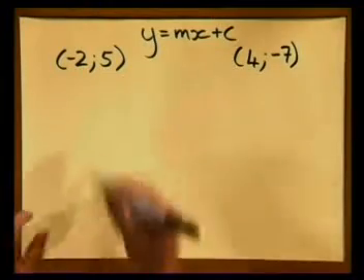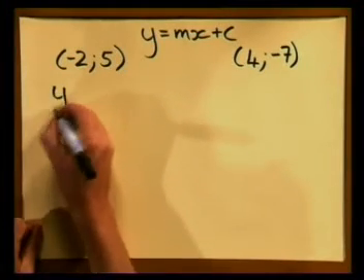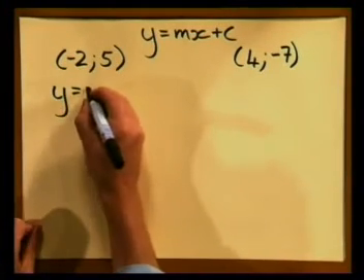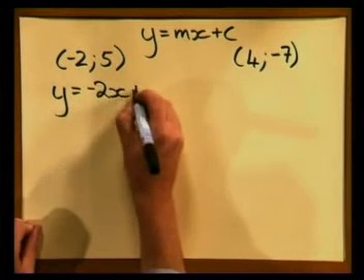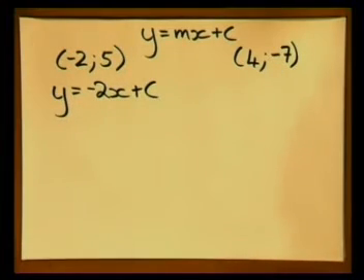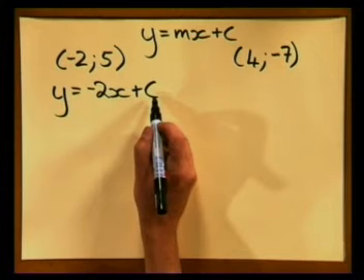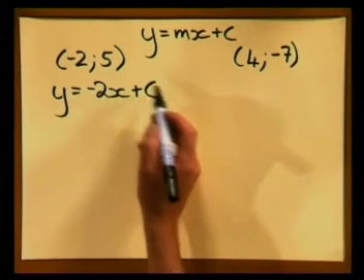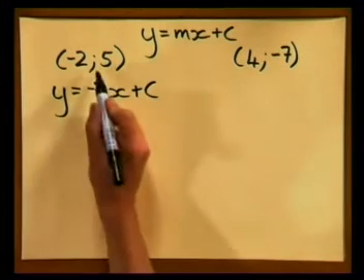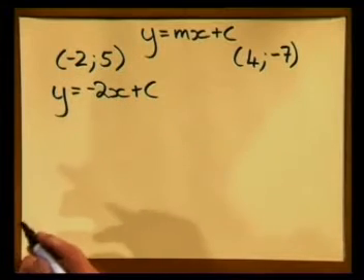Remember that the rate of change is the gradient. So in this case, the gradient or the value of m is -2. Let's fill that in. So we know that in our formula, y is equal to -2x plus c. Now we need to solve for the value of c, and to do that we can simply substitute in the coordinates of one of our points. I'm going to use this point over here, -2, 5.